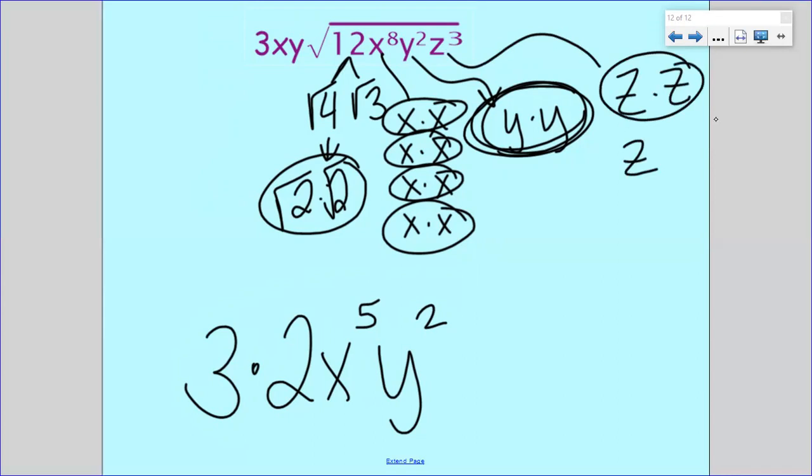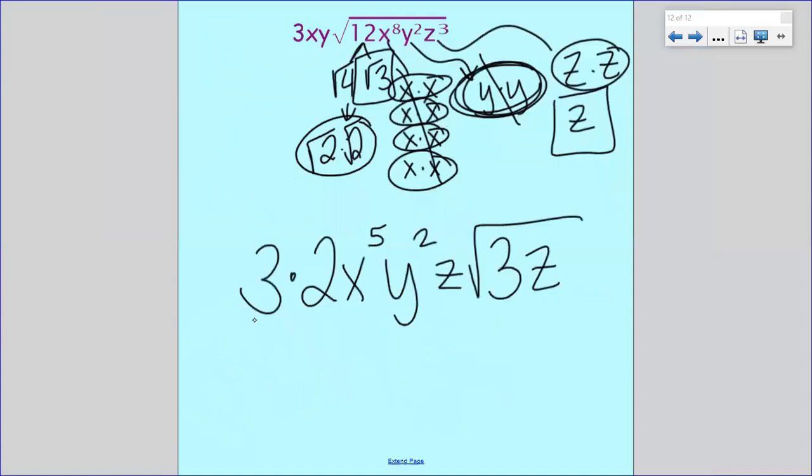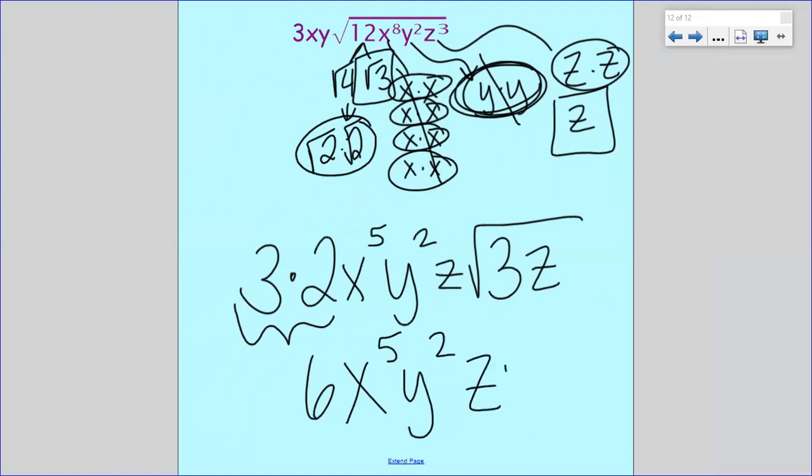There's a pair that's coming out. There's not a z already out there, so we just leave it as is. Just bring it out. There's one z. And then what's left? All the x's are gone, the y's are gone. We got a z and this little guy over here. So my final answer, before I actually multiply that out, is going to be square root of 3z underneath. So 3 times 2, 6, x to the 5th, y squared, z, square root of 3z.